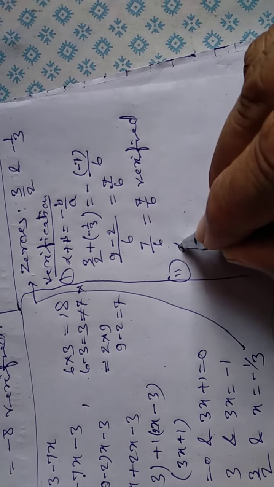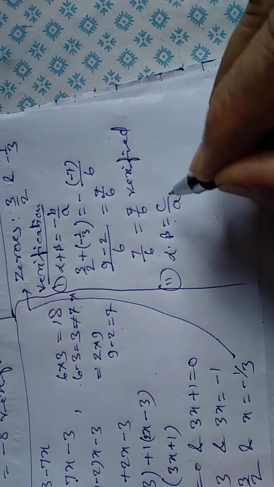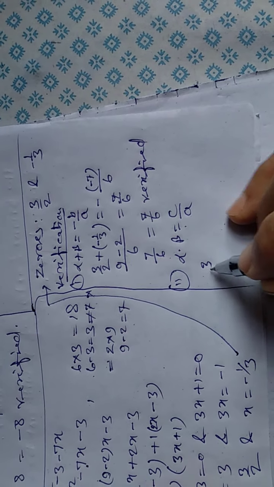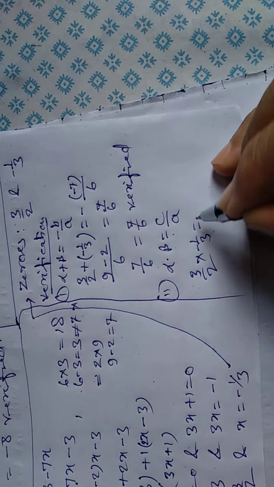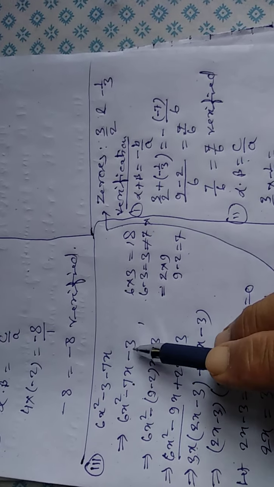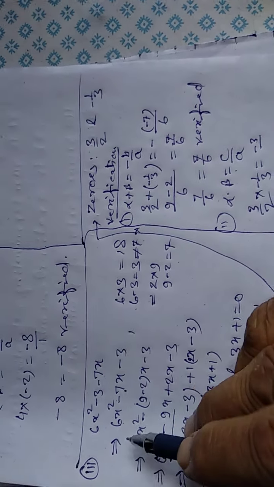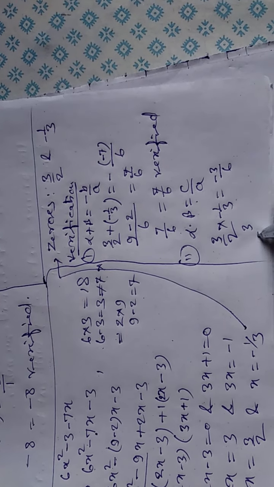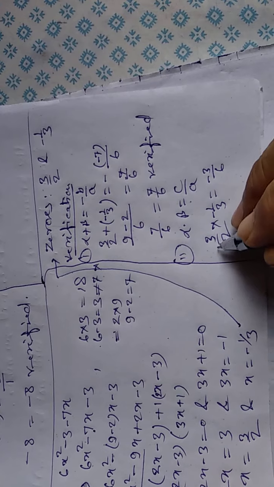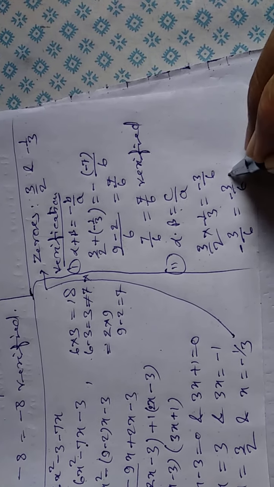Number 2, alpha into beta is equal to c by a. Alpha is 3 by 2 into beta is minus 1 by 3, equal to c by a. What is c? c is minus 3, minus 3 by a, which is 6. 3 ones are 3 by 2 threes are 6, plus into minus is minus, it is equal to minus 3 by 6. Verified.